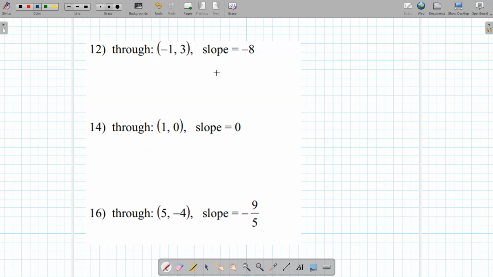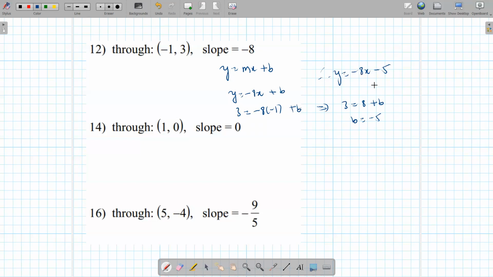I kind of forgot. So you just plug it into y equals mx plus b. We know the slope is -8. We're trying to find b. How do we find b? You plug in the point. So the y is 3, the x is -1, plus b. So this gives us 3 equals 8 plus b. So b is going to be -5. Therefore, the equation is y equals -8x minus 5. Okay. What about b?